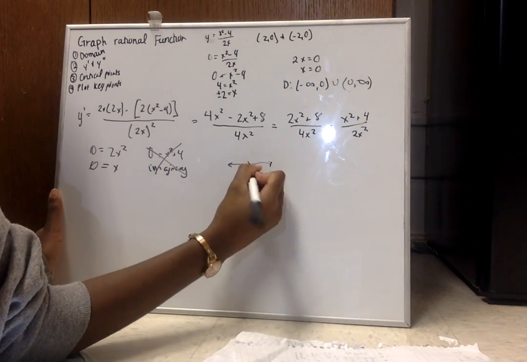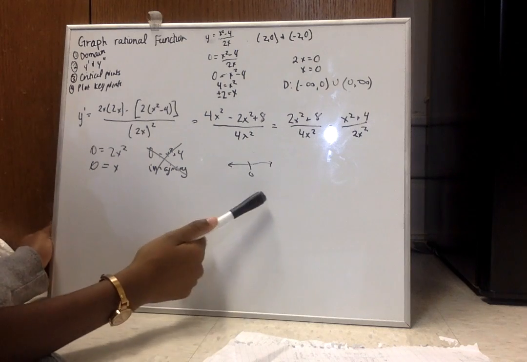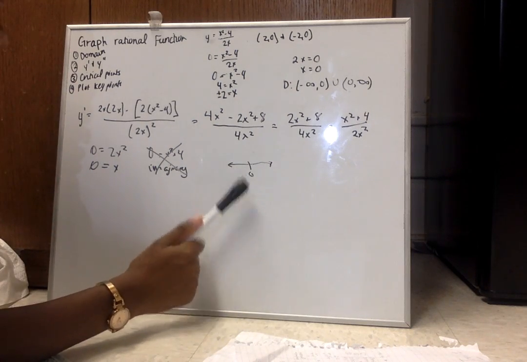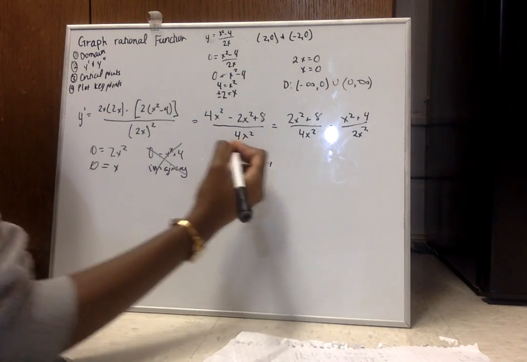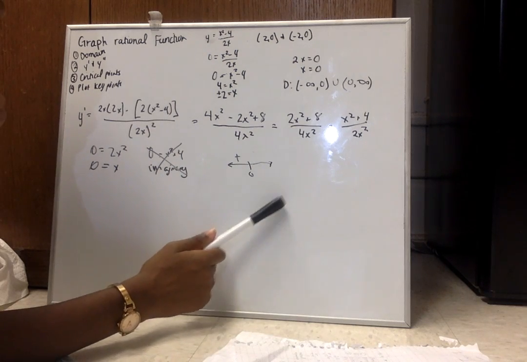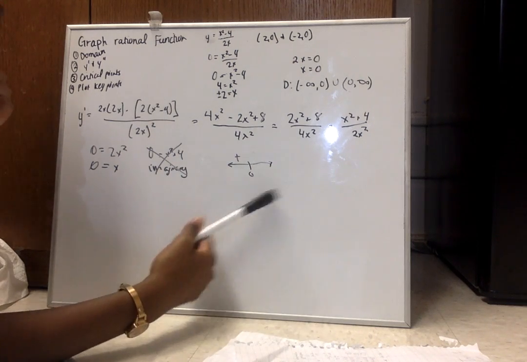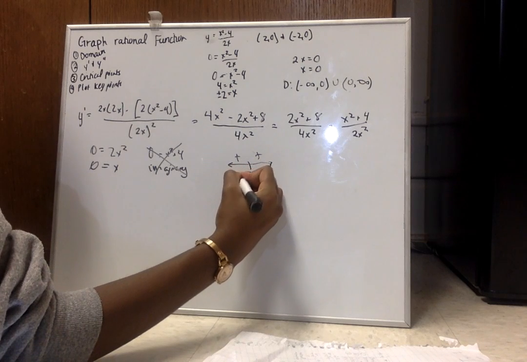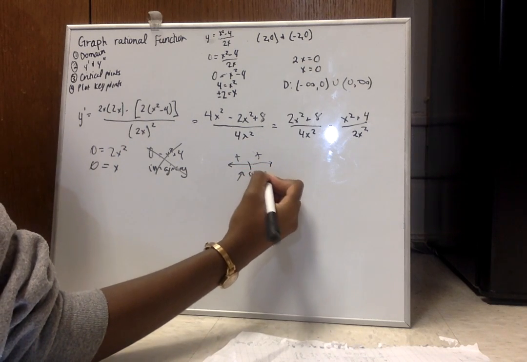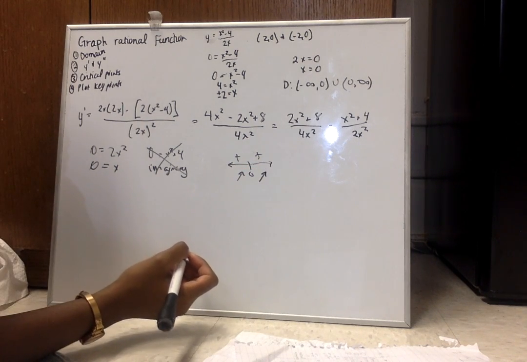and we're going to make a sign chart of the derivative. If we plug in any number less than 0, we are always going to get a positive value back. And if we plug in any number greater than 0, we're going to get a positive value back. So this means that y is always increasing.